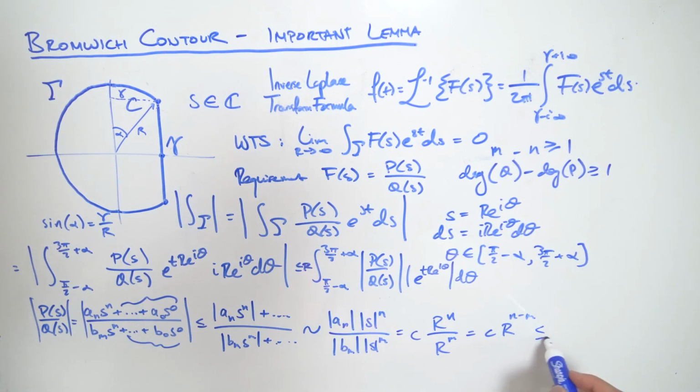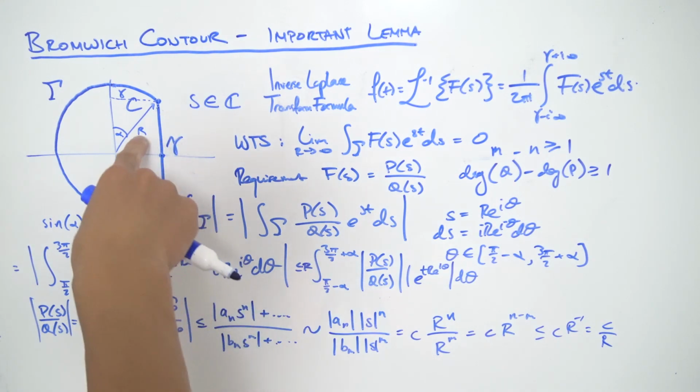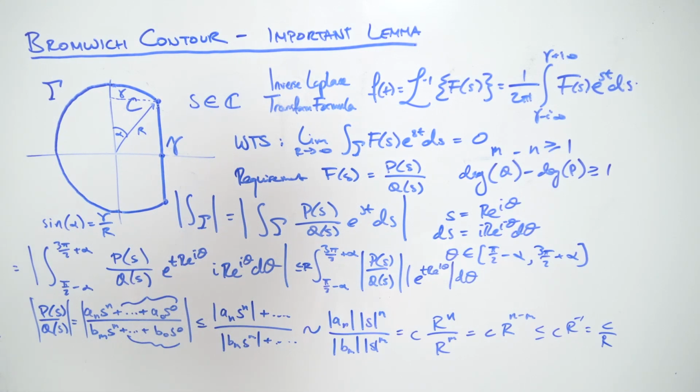So this is less than or equal to c times r to the minus 1, or we can just say this is c over r. So what did we just find over here? We found that in the limit, as r approaches infinity, as r gets really, really big, this quotient of two polynomials is actually bounded above by c over r, where c is some constant that we can pick that's, I guess, big enough to be a bound.